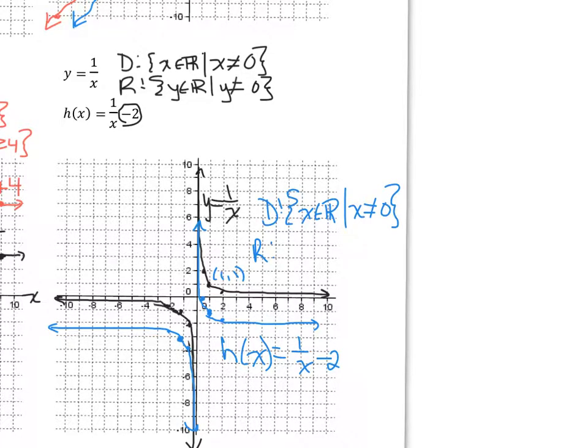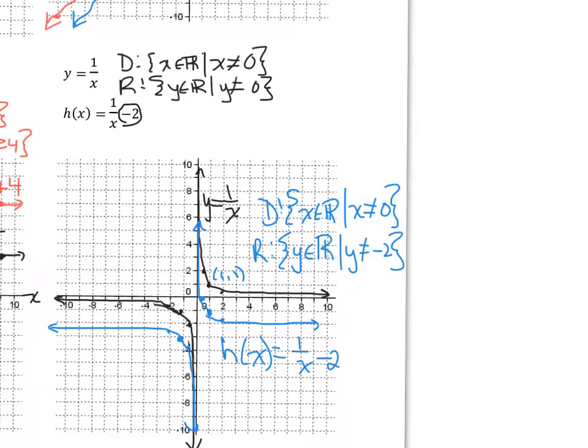So as you can see, we still are not touching the y-axis. So we've got d is in the real family such that x is not equal to 0. But look what happened to our range. Our range, remember, mapped down 2 units. So we have a new asymptote. So our new asymptote is now going to be y is in the real family such that y is now not equal to negative 2.